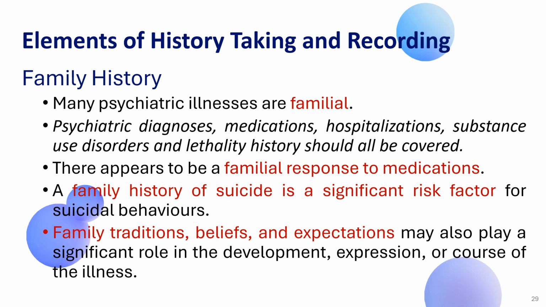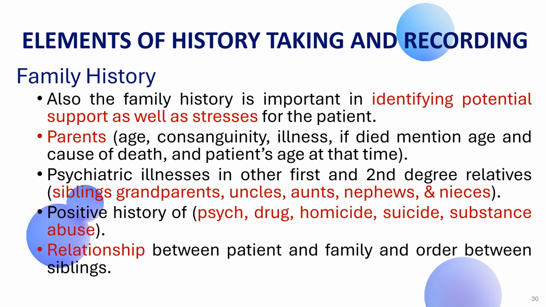Family traditions, beliefs, expectations may also play a significant role in development, expression, and course of the illness. So tradition, beliefs, and expectations are also an important part of assessment. Also, the family history is important in identifying potential support as well as stressful situations in the patient's life. If the person has good family support, then it's a good prognostic factor. If someone has interpersonal conflicts with the patient, that should be addressed to find better management.